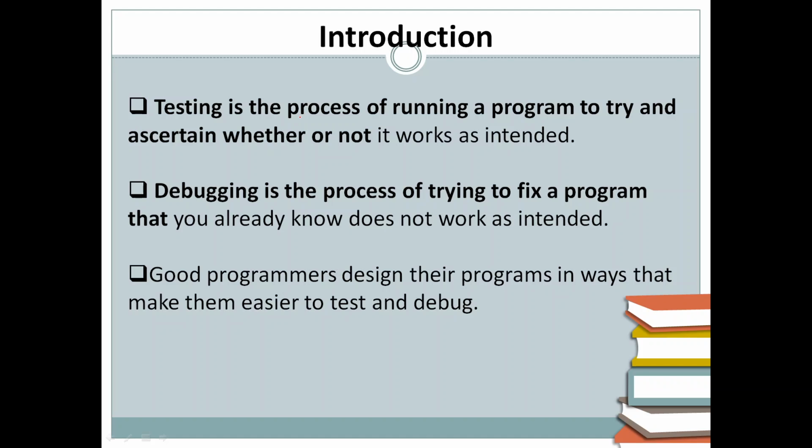Testing is the process of running a program to try and ascertain whether or not it works as intended. So testing is to check if the program works as intended, whereas debugging is the process of trying to fix a program that you already know does not work as intended. So debugging is fixing the program which is not working as intended.